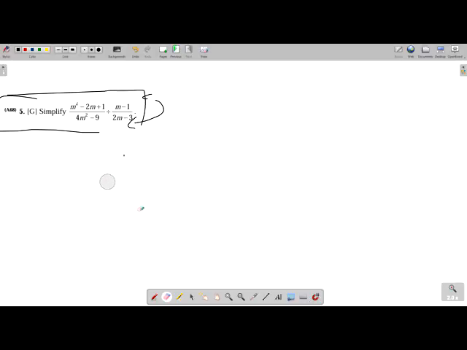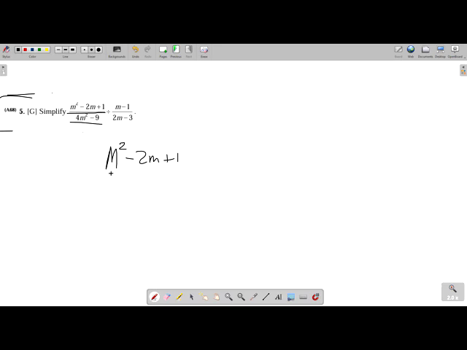Today we're going to be doing the revision questions for math, periodic algebra, grade 8, week 7, Wednesday. So we have two fractions: m squared minus 2m plus 1 over 4m squared minus 9. Okay, we're going to do the product sum rule.